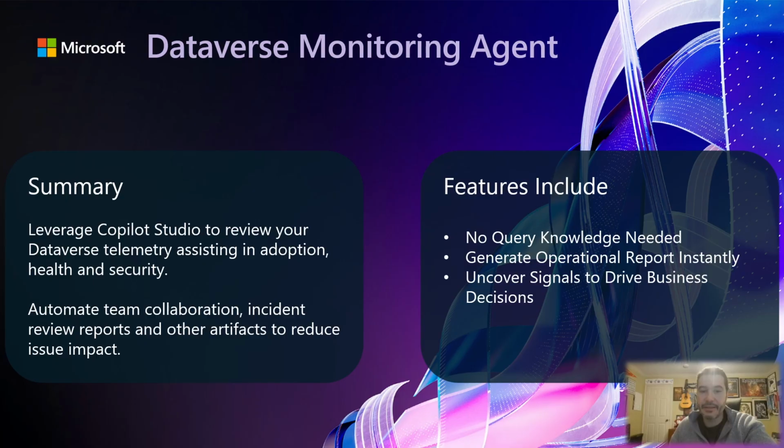The Dataverse Monitoring Agent helps us leverage Copilot Studio to review telemetry that's provided from Dataverse, helping us review user adoption of certain features or areas of Dataverse, keeping tabs on health, and then looking at security, so security roles, what people are looking at, and so on. It allows us to automate team collaboration by using agentic flows to create team groups, to automate email notifications if there's outages or any disruptions, build incident review reports, as well as other artifacts that will help reduce the issue impact by quickly notifying and letting us take more of a proactive approach.